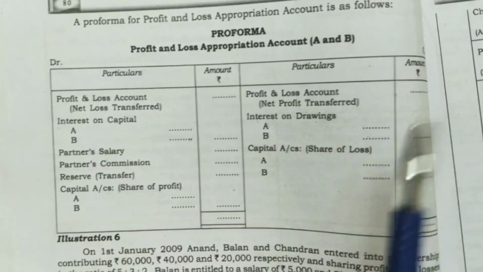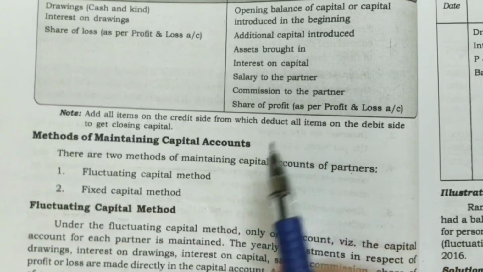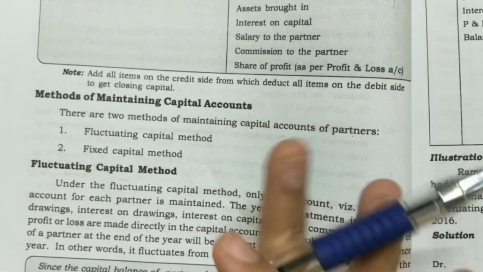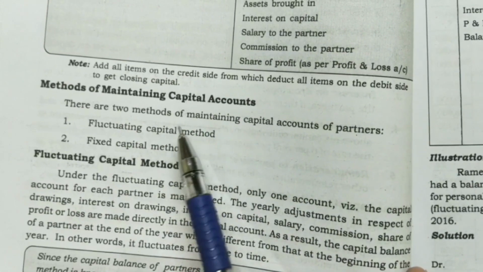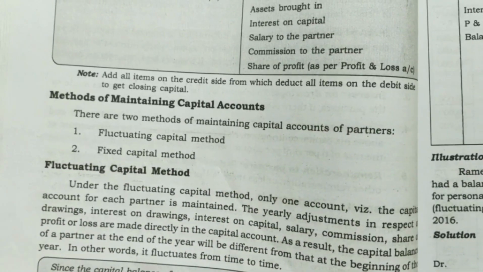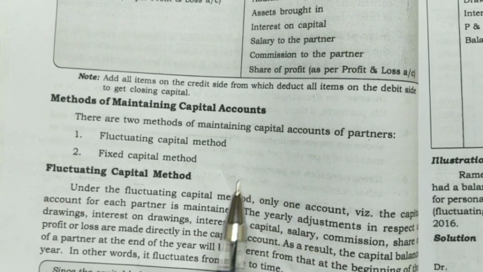So I'm going for the explanation of methods of maintaining capital accounts. There are two methods of maintaining capital accounts of partners. One is fluctuating capital method and the other one is fixed capital method. Even though these portions are not there in our CMA textbook, I'm just explaining it for your information. So the first one is fluctuating capital method.